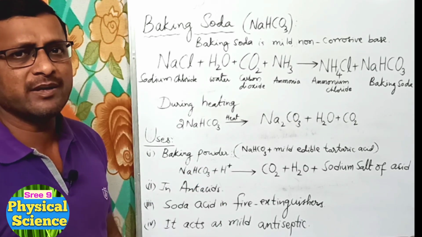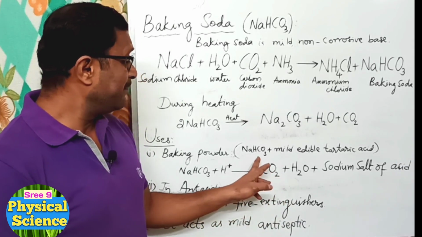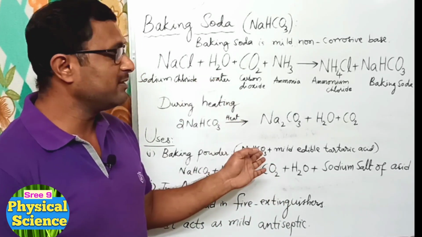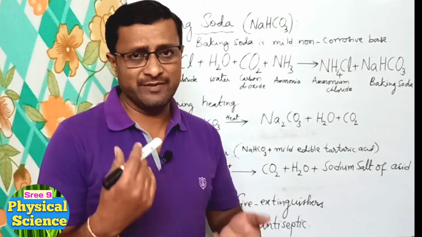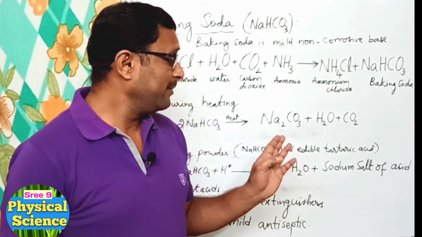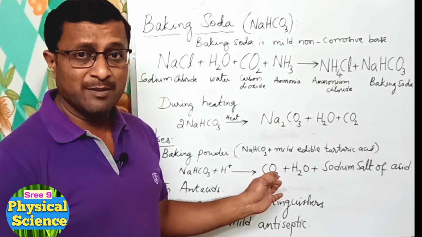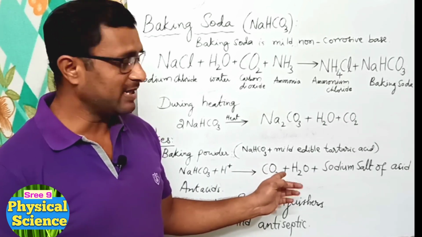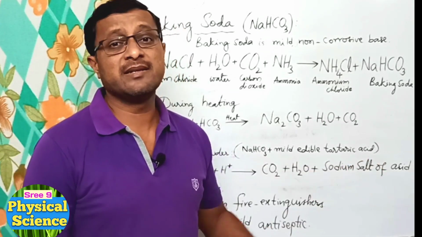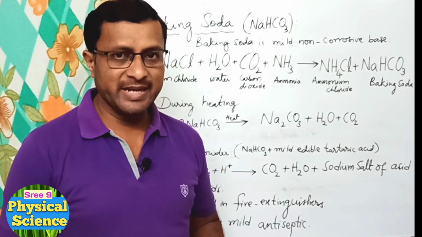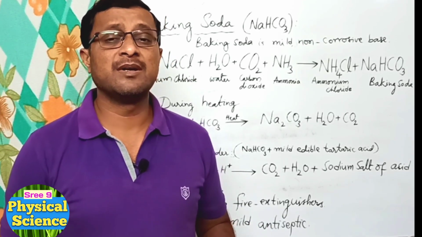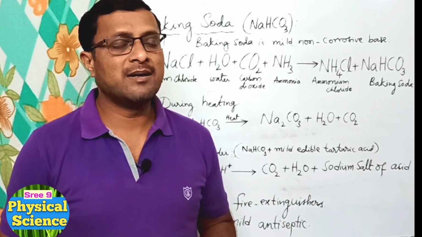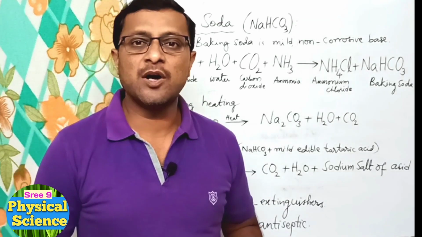What is baking powder? See here, sodium bicarbonate, that is baking soda, is mixed with mild edible acids. Edible means which can be eaten. So when baking soda is mixed with mild edible acids such as tartaric acid, the resultant substance is called baking powder. And this baking powder is used for making cakes or breads.